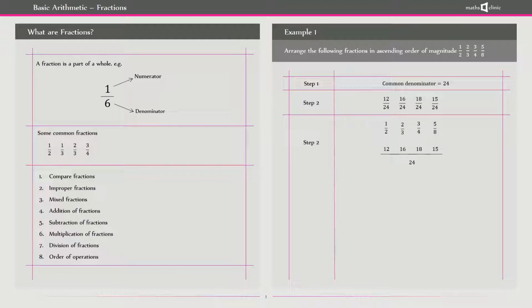So now we have the same fractions that we got earlier, but we've just gone about it using a much easier approach. So now we have 12, 16, 18, 15, and we can finally go ahead and compare all fractions, and the smallest will be 1 over 2. Okay, and then we have 15, so 5 over 8, and then we have 16, so 2 over 3, and finally we have 18, that's 3 over 4. And that is how you compare fractions by magnitude, arranged in ascending order of magnitude. Okay, let's move on.